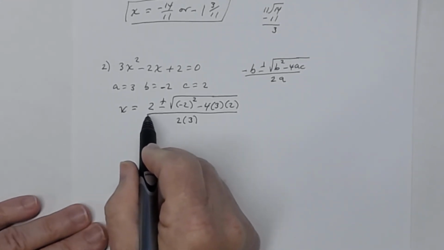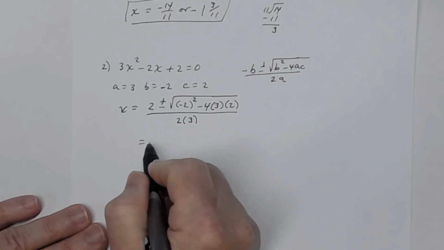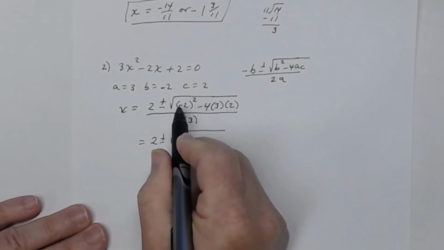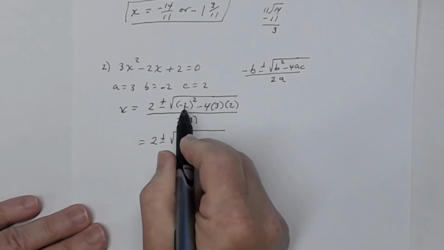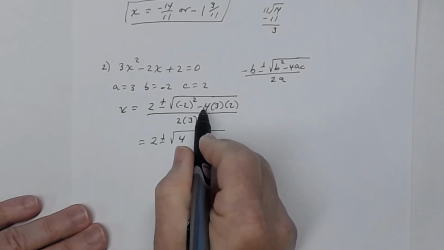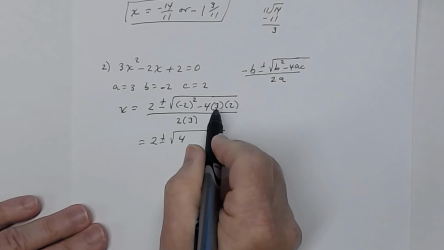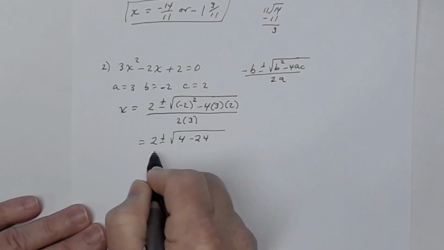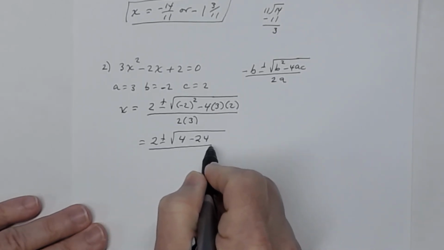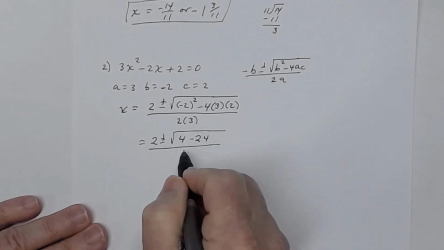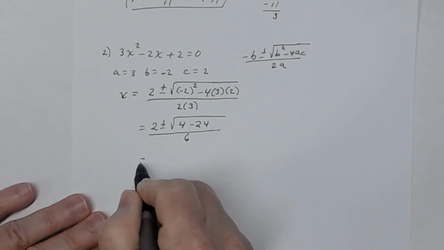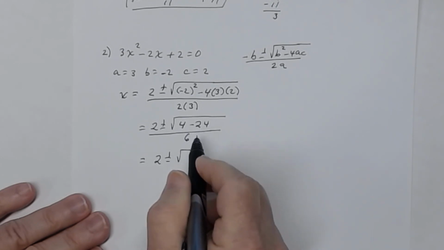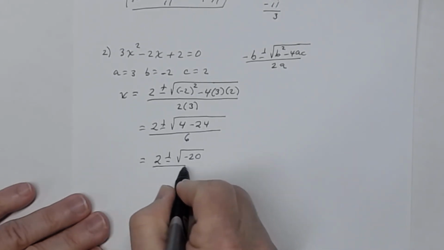So mathematically, you have to say this. Then we get 2 plus or minus the square root of, and I'm going to simplify the discriminant here. Negative 2 squared is 4. Now a negative 4 times 3 is a negative 12, and a negative 12 times 2 is a negative 24. All of that, notice I'm going from 2 to the end of that square root symbol, all of that is being divided by 2 times 3, which is 6. So then that's going to become 2 plus or minus the square root of 4 minus 24, which is a negative 20, all divided by 6.